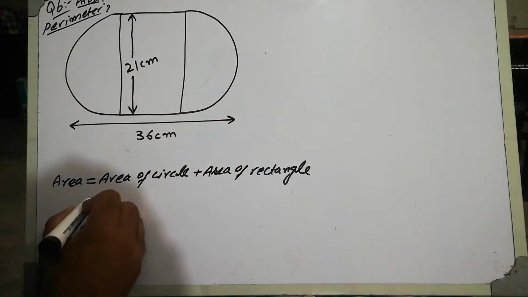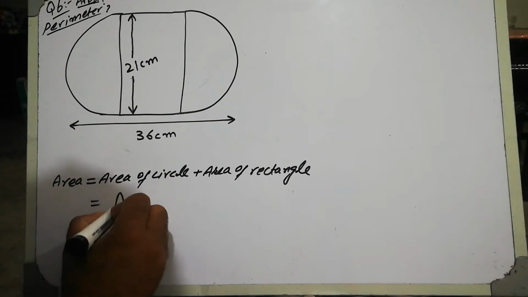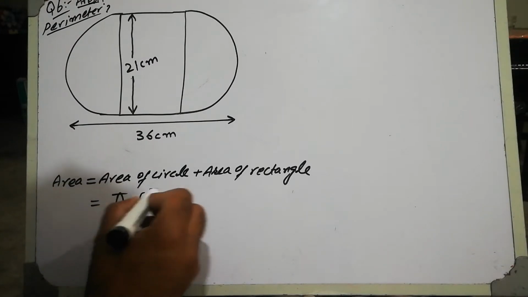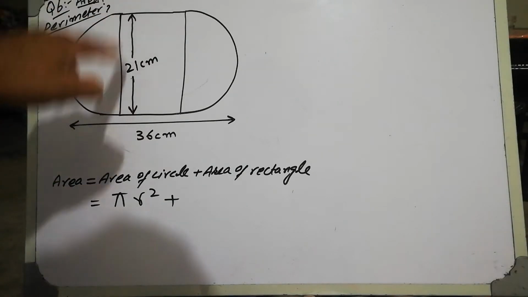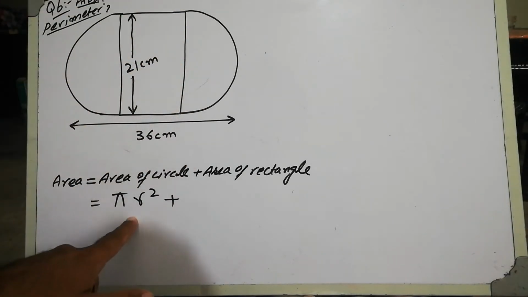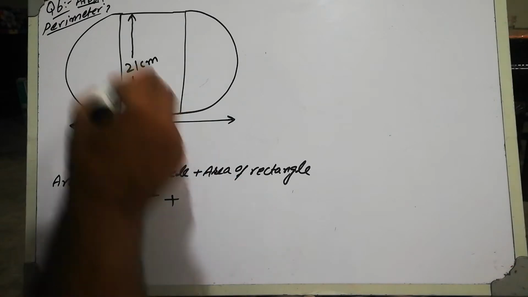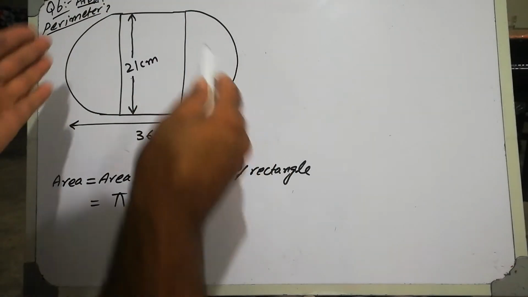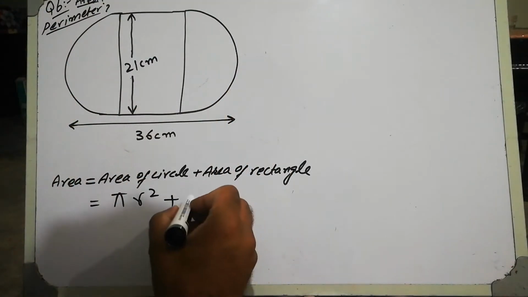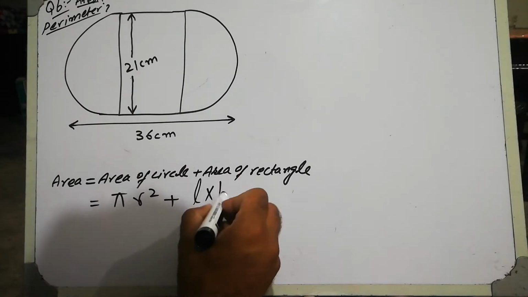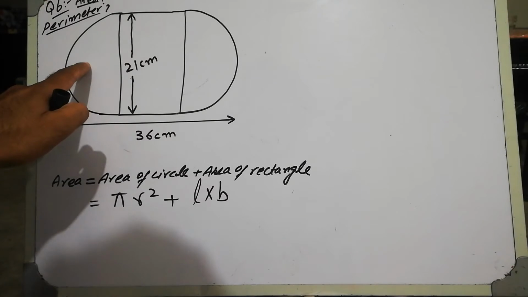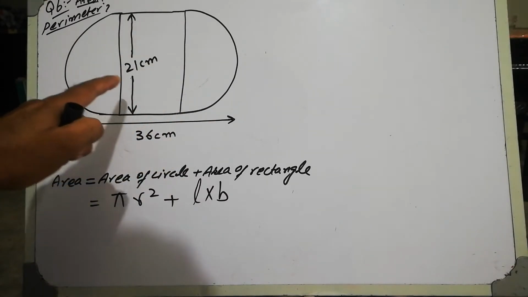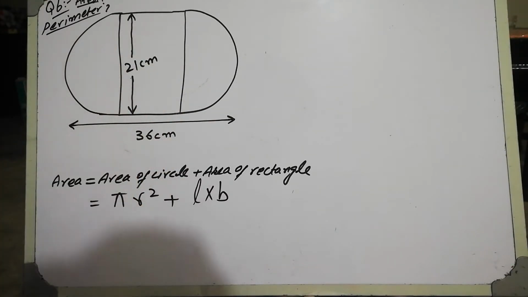Now to find the area of the circle, we must know its formula, that is pi r square. As we can clearly see, it is a complete circle, half circle and half circle. So pi r square plus the area of the rectangle, this rectangle which is in between these semicircles. Area of rectangle is length multiplied by breadth. Now to find the area, we must know the radius of this semicircle or this complete circle, and we must know the length and the width of the rectangle.